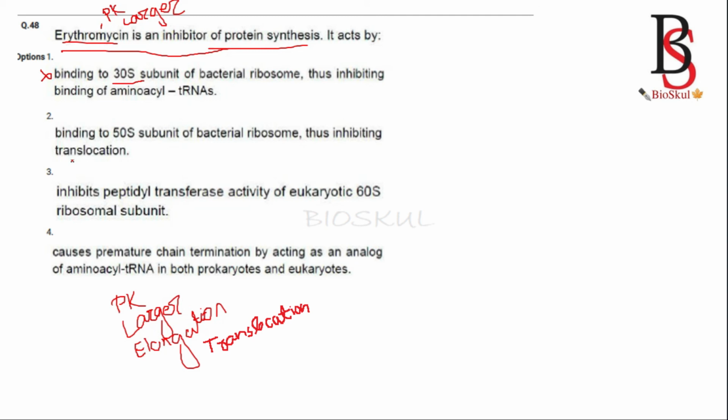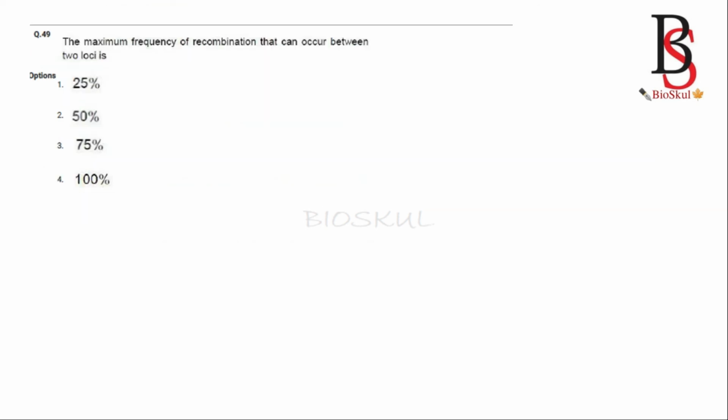Inhibits peptidyl transferase activity of the eukaryotic 60S ribosomal subunit? No. Causes premature chain termination by acting as an analog of aminoacyl tRNA in both prokaryotes and eukaryotes. This is not by erythromycin, this is by puromycin. So this one is also wrong. The correct answer is option 2: erythromycin binding to the 50S subunit of the bacterial ribosome and inhibiting translocation.